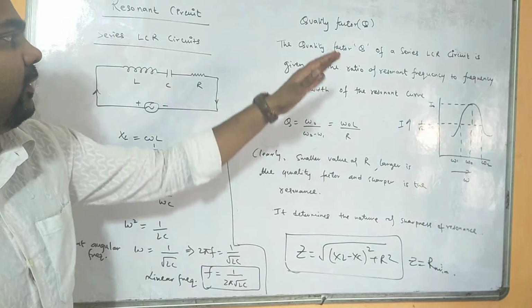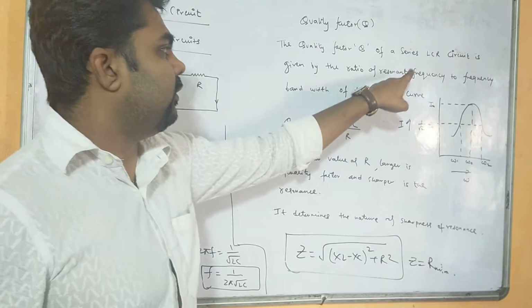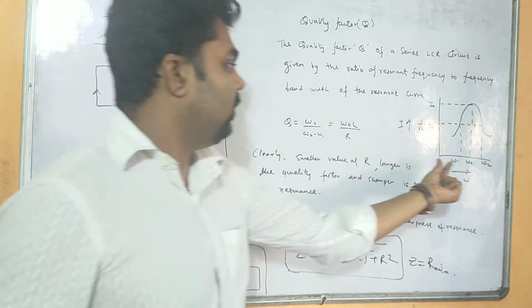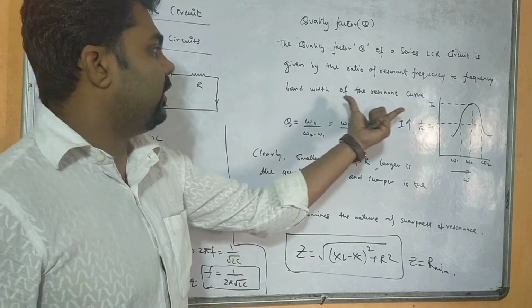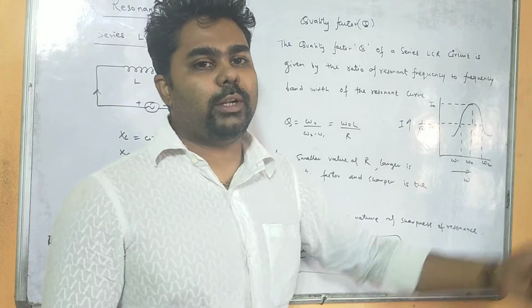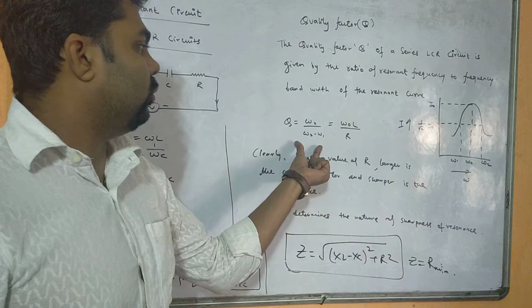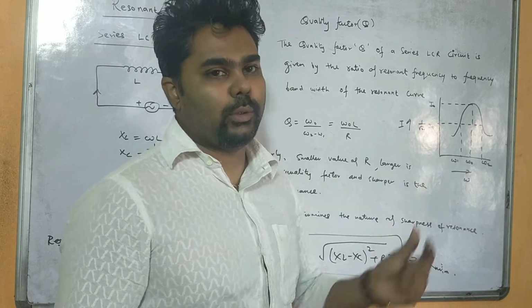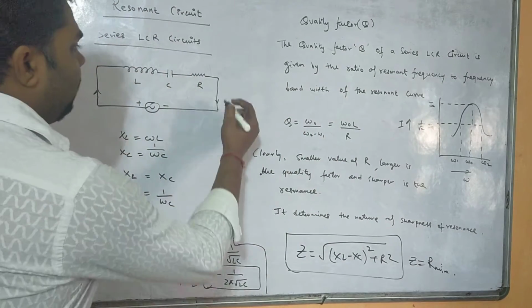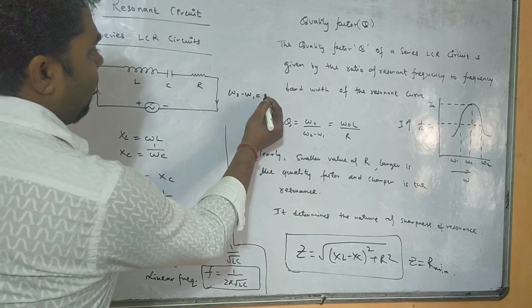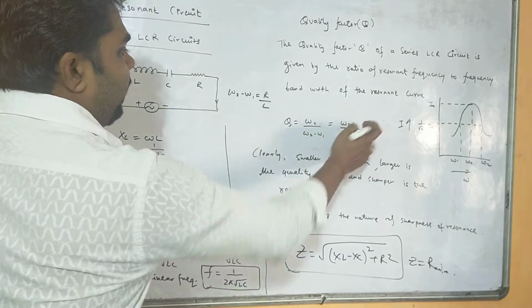So how is quality factor defined? The quality factor Q of the series LCR circuit is given by the ratio of resonant frequency, that is omega naught, to the frequency bandwidth of the resonant curve. Now what is the bandwidth? Just now I told, that is omega 1 minus omega 2 or omega 2 minus omega 1, both same here. So higher frequency minus lower frequency, you can do it in this way. So omega 2 minus omega 1 is given by R by L, right? So in place of this, if I substitute R by L, L will be going up.